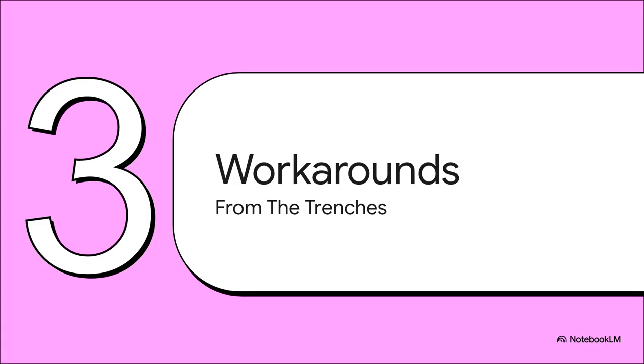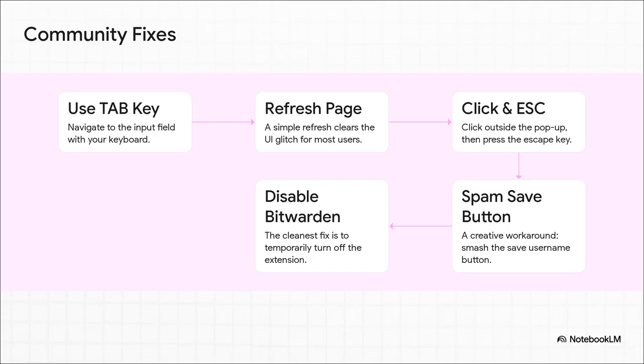Okay, so finding the culprit is one thing, but people still needed to actually log into their stuff. And this is where the community really shined. They came up with a whole bunch of clever, user-tested solutions to get everyone back into their systems. You gotta love the creativity of online communities, right? The fixes ranged from the totally logical, like just using the tab key to get to the field, to the wonderfully janky, like literally spam clicking the save username button. It's just a great example of users poking and prodding at a problem until it gives up.